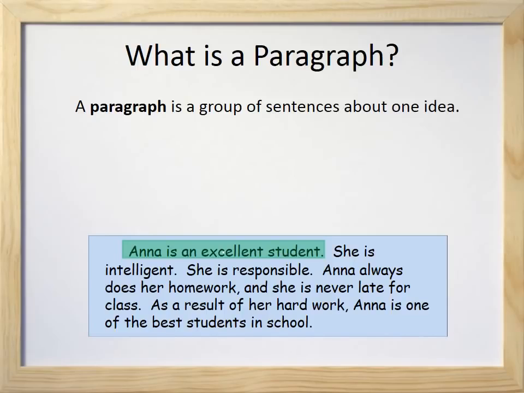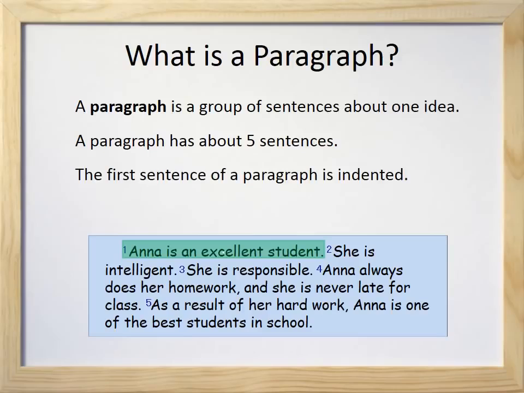So how many sentences are in a paragraph? A paragraph has about 5 sentences. Sometimes you can have fewer and sometimes you can have more, but usually 5 sentences is a good number of sentences for a paragraph. You can see that our example has exactly 5 sentences. And remember, the first sentence of a paragraph is indented. That means there's a space before the first sentence.